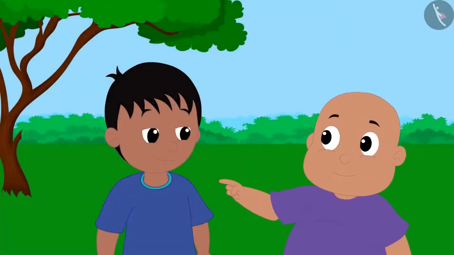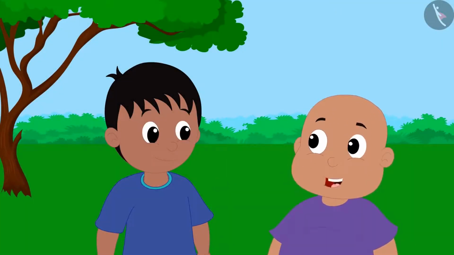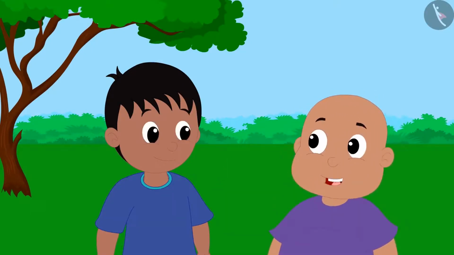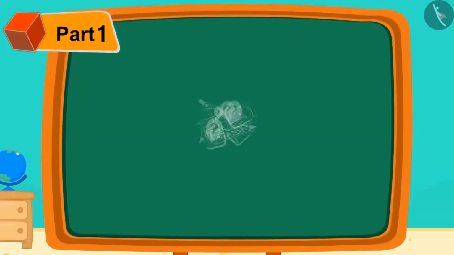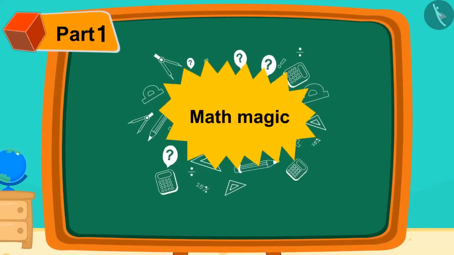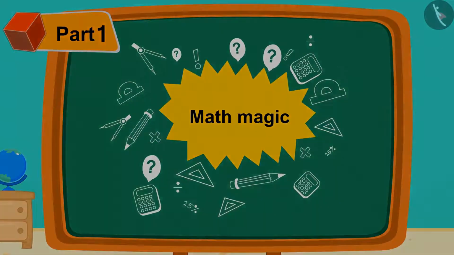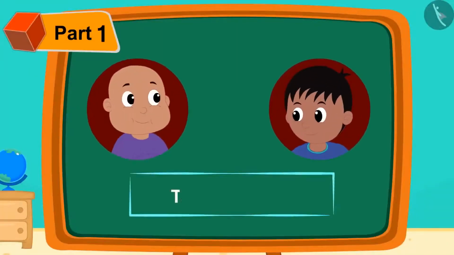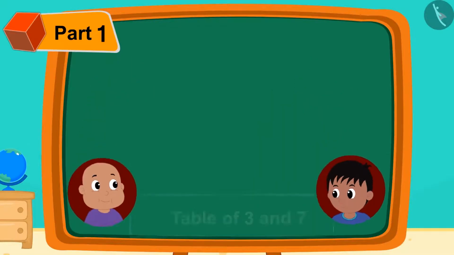Bablu excitedly told Raju that this magic math was great fun. Does any other table also show some patterns for easy memorization? Do you also want to see more math magic with Bablu? Raju tells Bablu that he can also tell him an easy pattern to memorize the tables of 3 and 7.